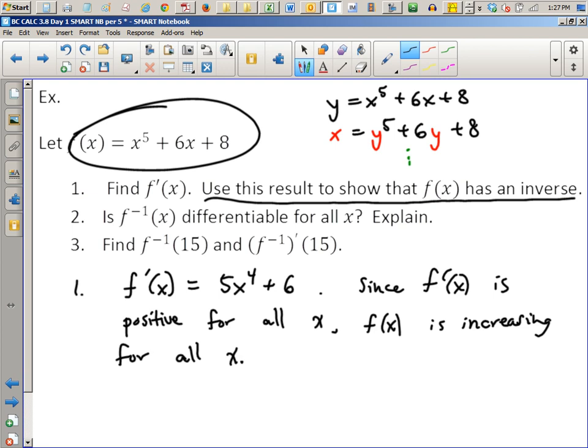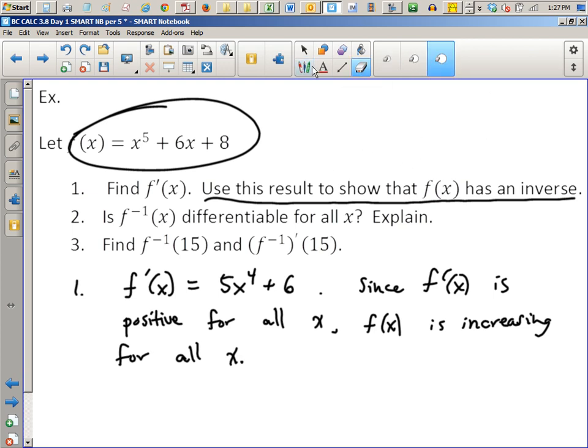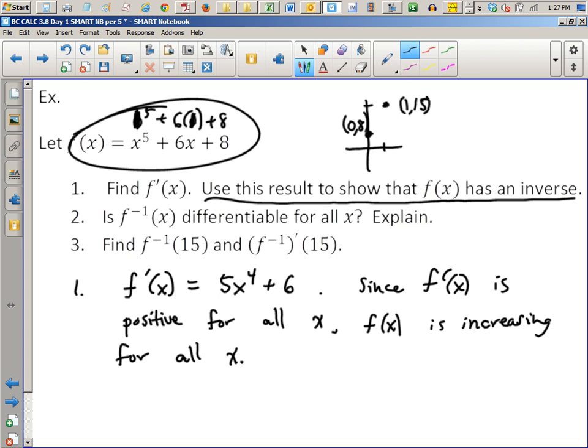So I don't know what f looks like exactly, and I certainly don't know what its inverse is, but I know this. It definitely passes through the point (0, 8). I can tell by looking at this problem. It definitely passes through the point (1, 15), and it's always on the rise. Okay, so this is my rough sketch for this graph. It passes through the point (0, 8). It passes through the point (1, 15). And it's always on the rise. You guys with me?